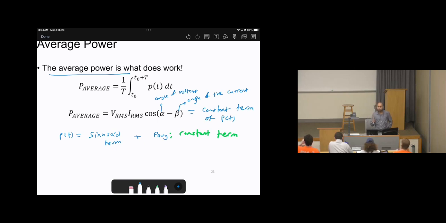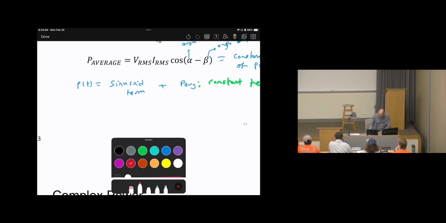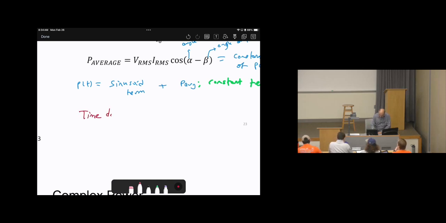So far, in time domain, we have two definitions: instantaneous power and average power, right? That's in time domain. So I would say that, let me write it in a different color. Time domain, we have instantaneous power, and we have average power.